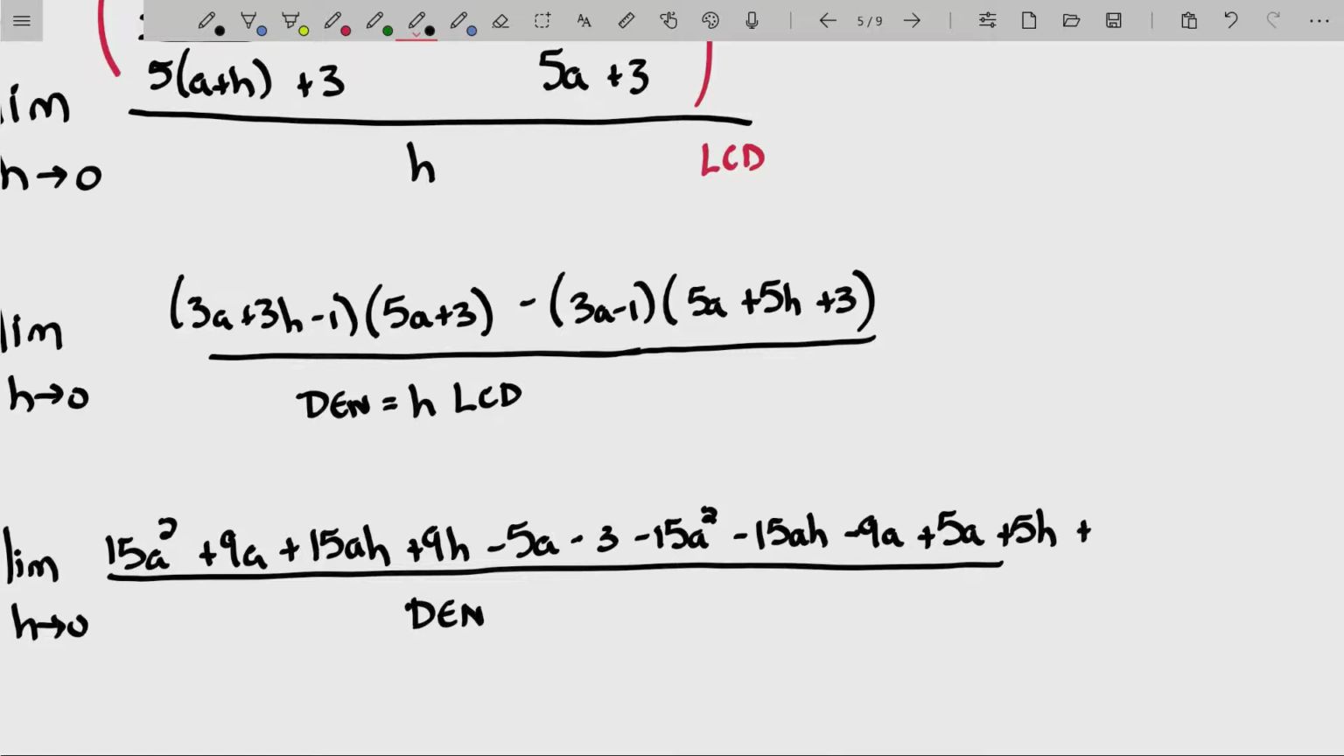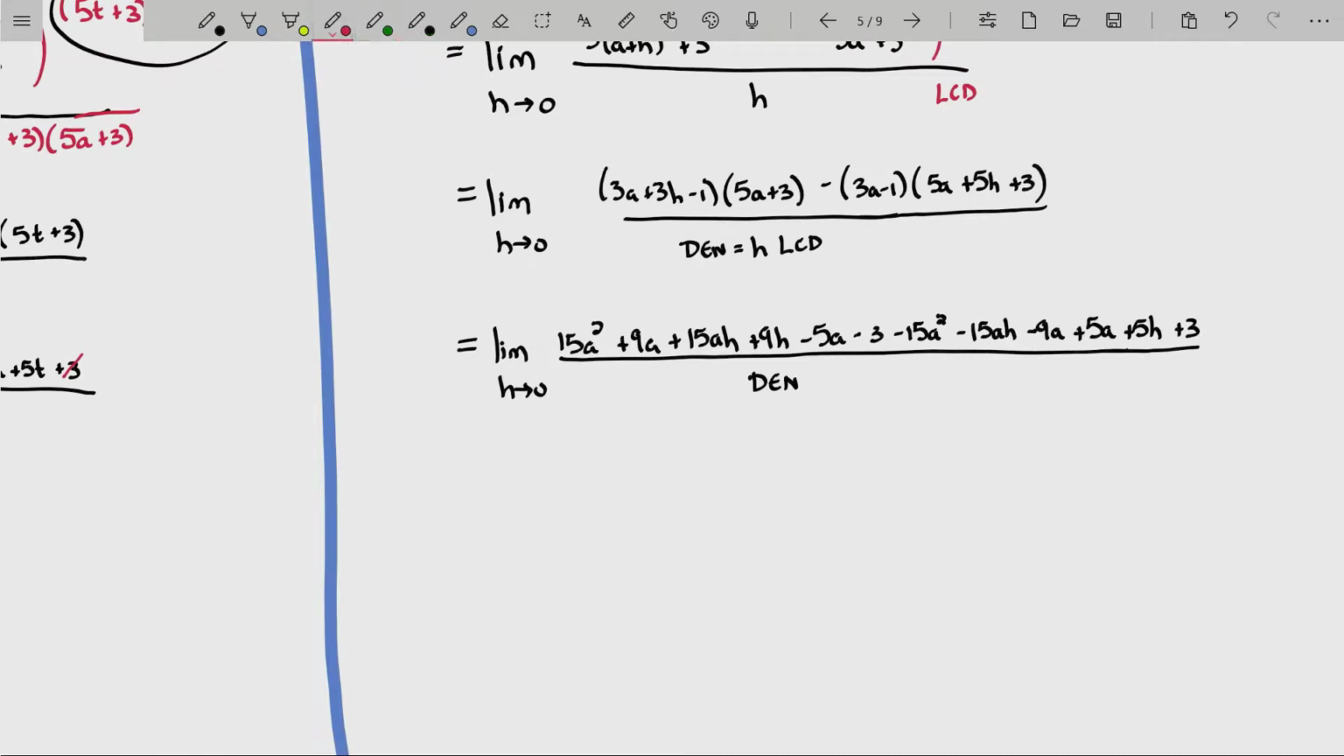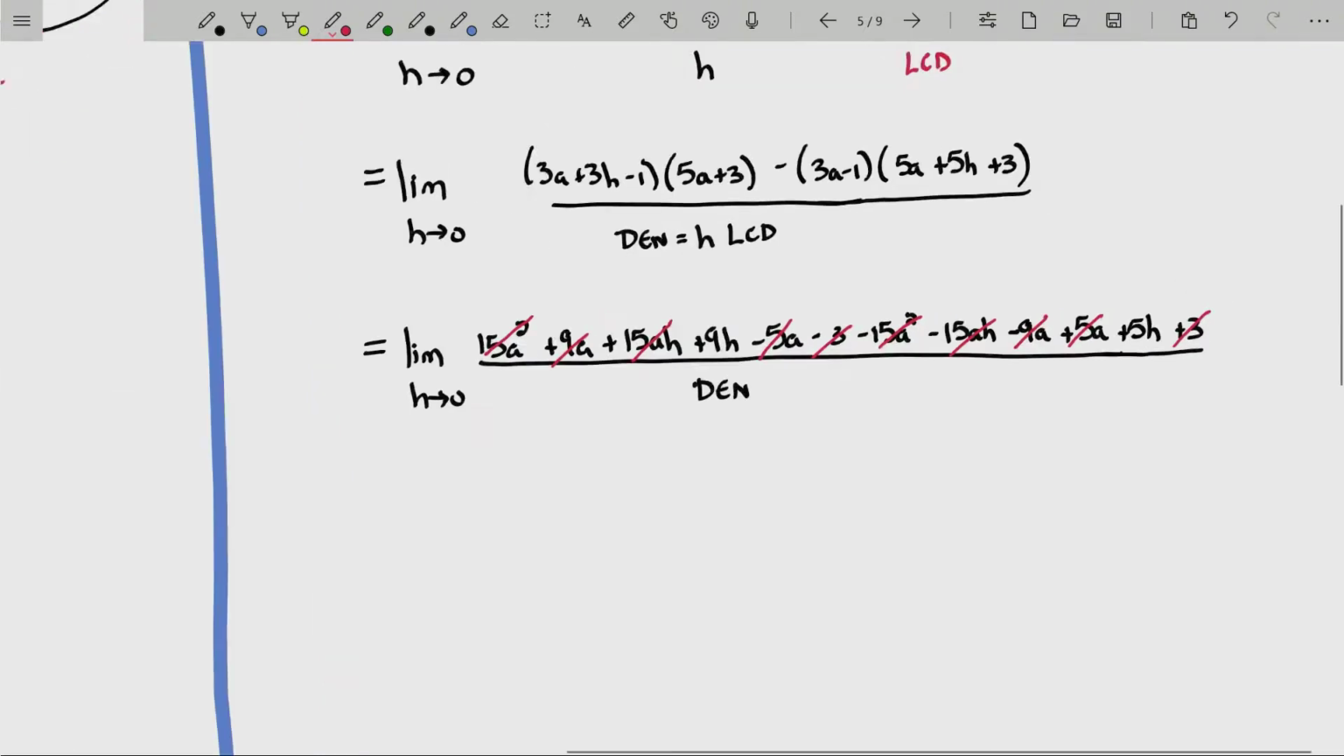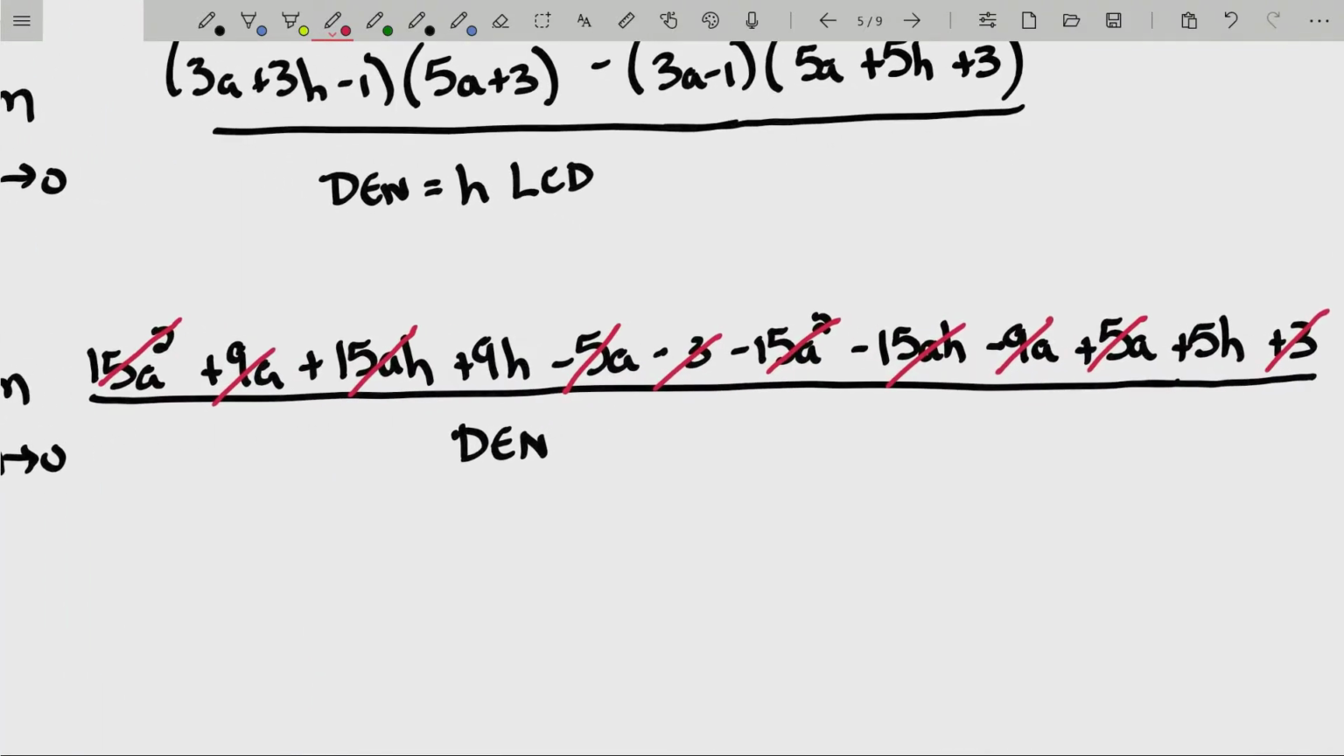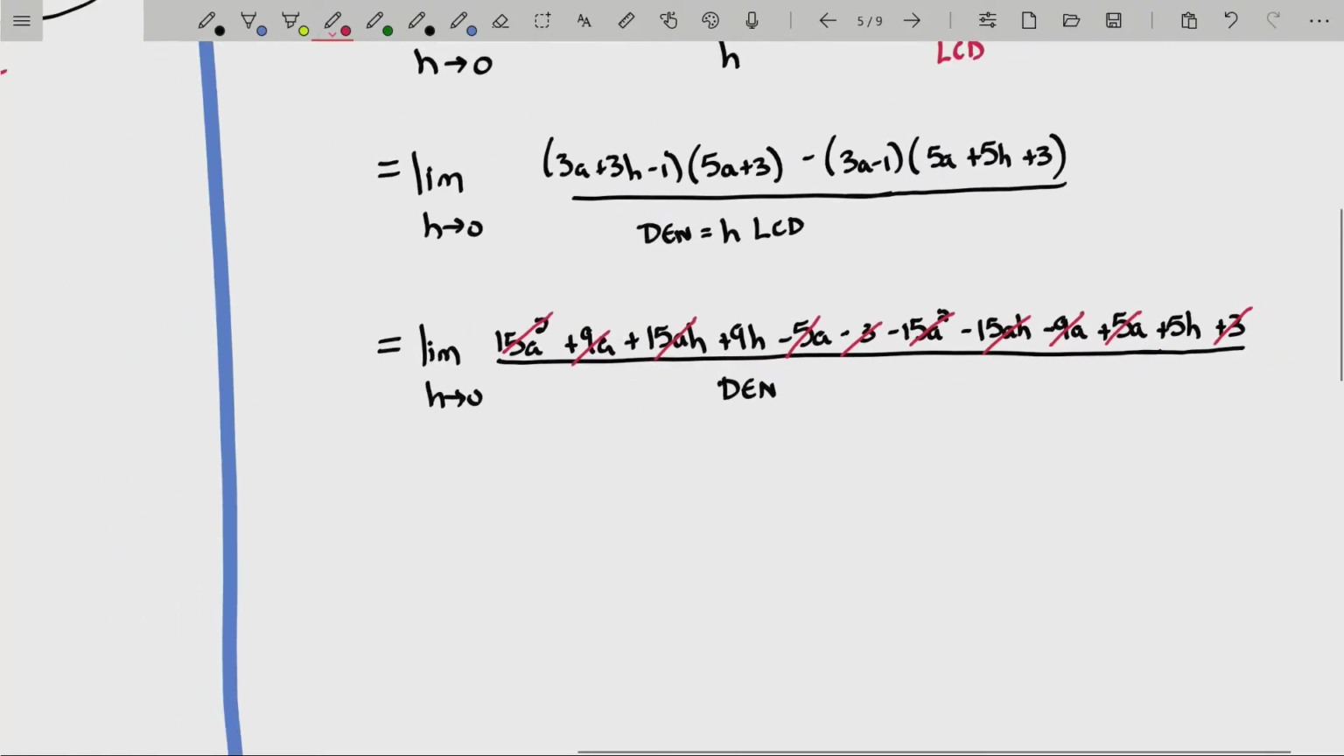and a negative 3, positive 3. And now you get to look through for things that cancel, like this 15a squared cancels that one. This 9a cancels that 9a. 15ah cancels that 15ah. This negative 5a cancels that positive 5a, and this negative 3 cancels that positive 3. So this compresses down very quickly. Just be very aware, though, that you still have some stuff there, a 9h and a 5h. So this will be the limit as h approaches 0 of 14h.